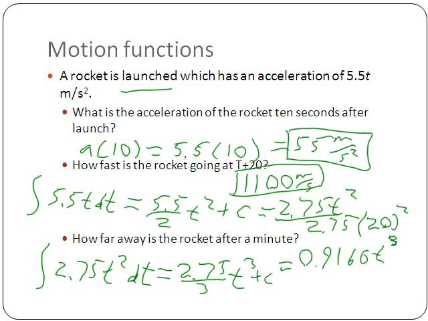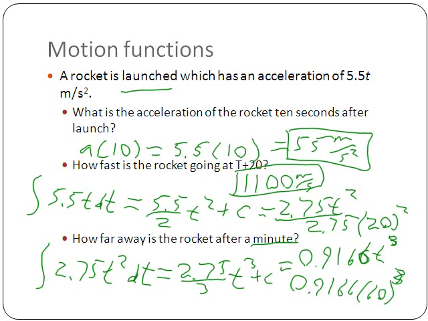0.9166 times t cubed. The original distance of this rocket was originally on the launch pad, so it was originally 0. So this is just my function right here, 0.9166 t cubed. And now I'm asking about what happens after a minute. That's 60 seconds. And so I say 0.9166 times 60 cubed. That is a cube right there.